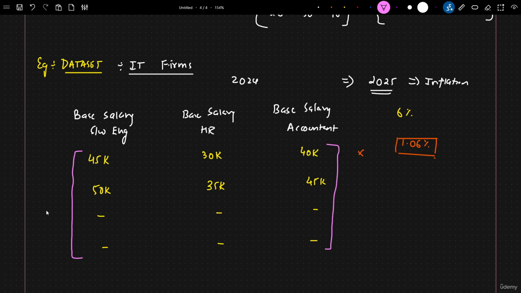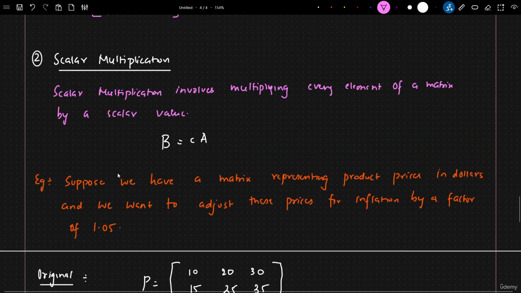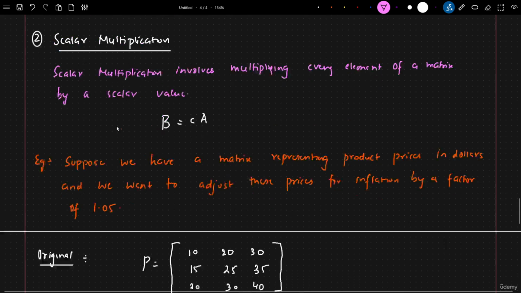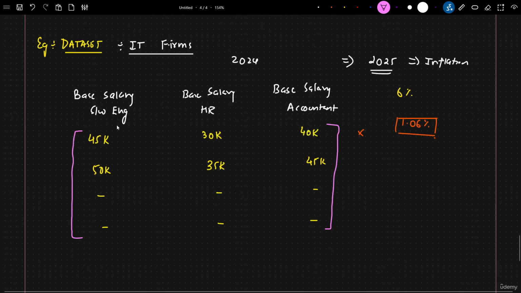Here I have 3 columns and n number of rows, any number of rows that there can be. Some examples of this, and scalar multiplication also, we specifically use in feature engineering for doing most of the tasks.